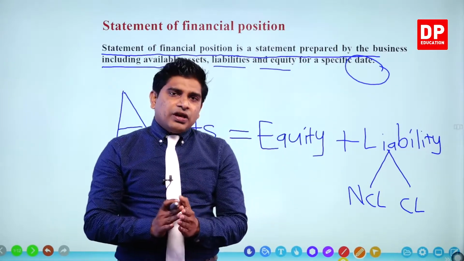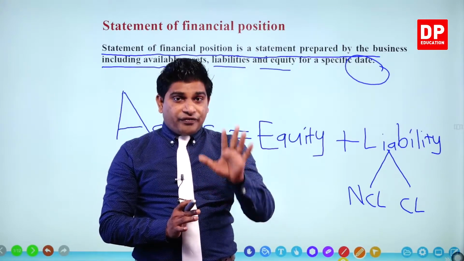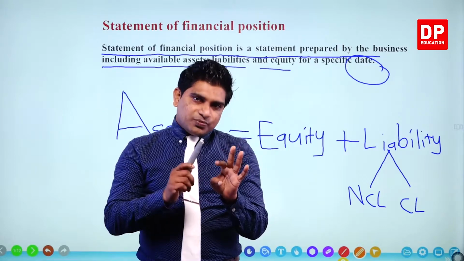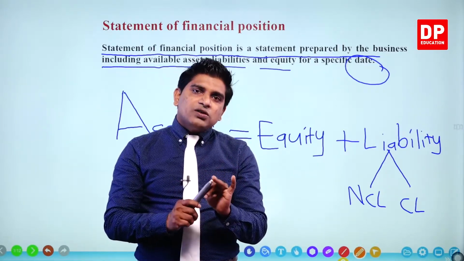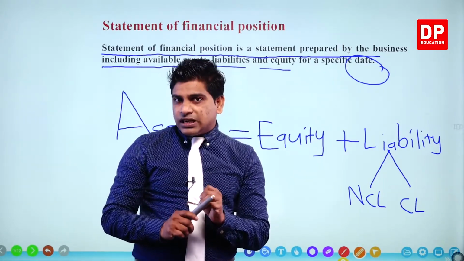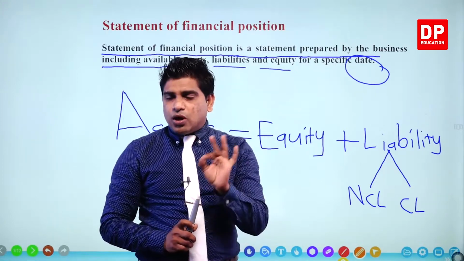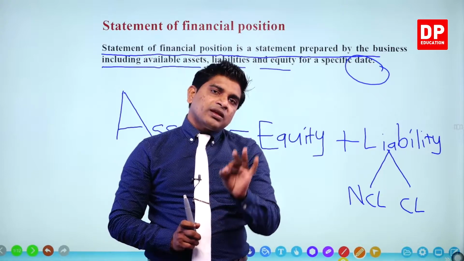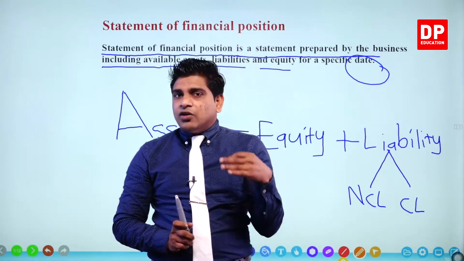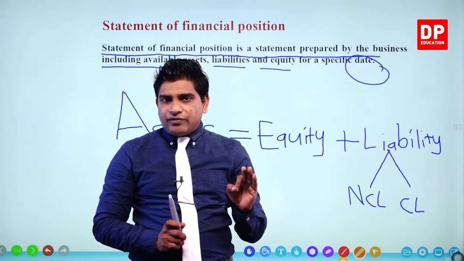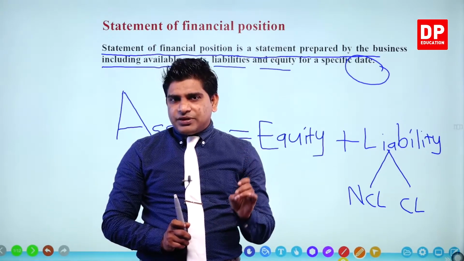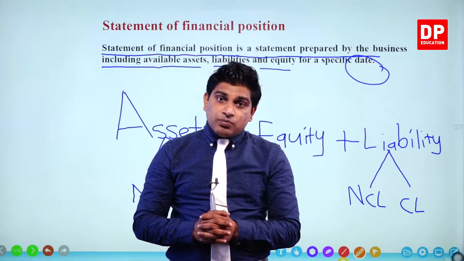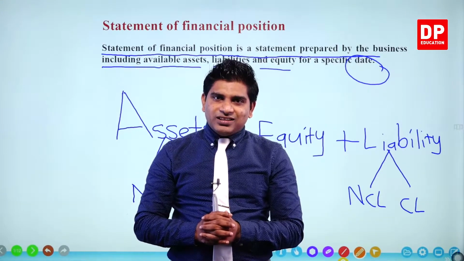You know, we have 5 main types of accounts in accounting: assets accounts, expenses accounts, income accounts, capital accounts, and liability accounts. Two of these, income and expenses, are already used to prepare the profit and loss statement. Now we have only 3 types of accounts remaining: assets, capital and liability. We use them to prepare the statement of financial position, right? Okay.